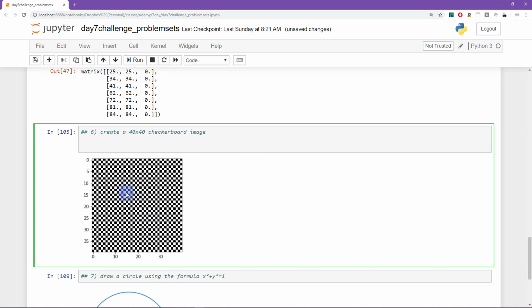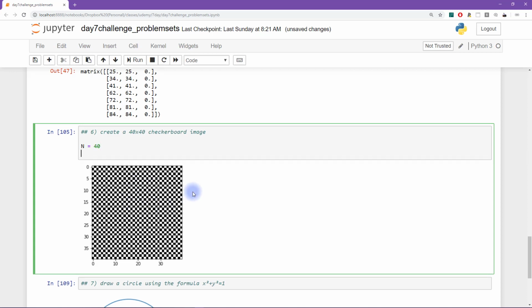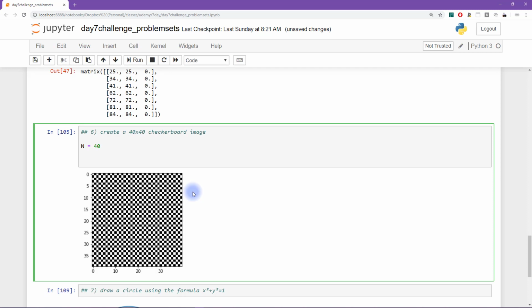Let's see. So we want to create a 40 by 40 matrix that is a checkerboard like this. So n equals 40. And now I'm going to start by initializing the output matrix.